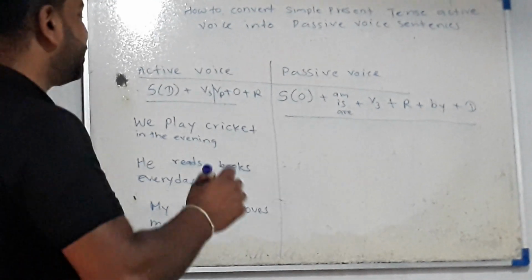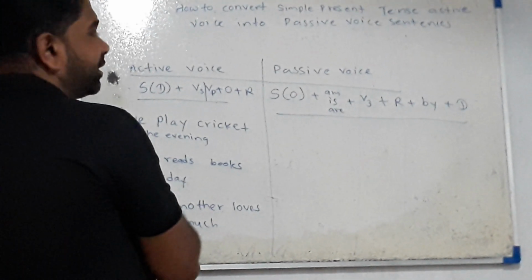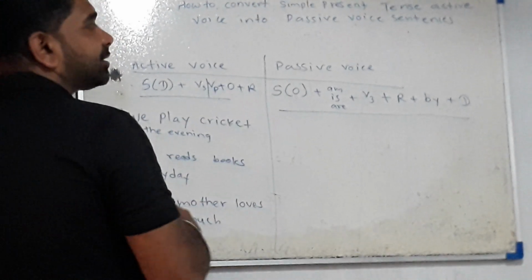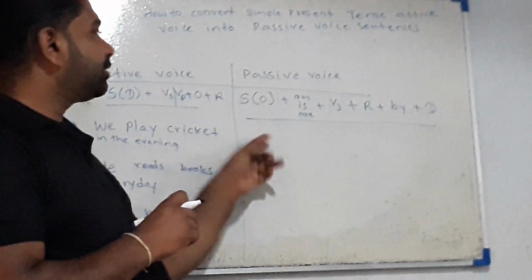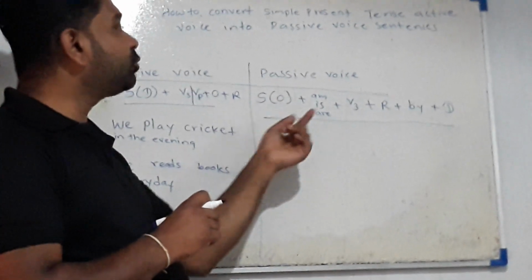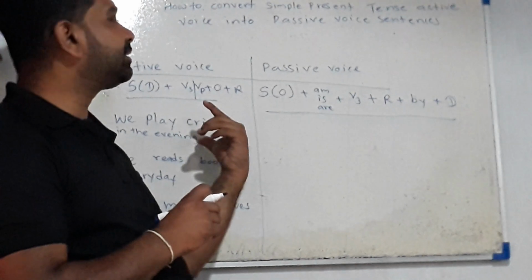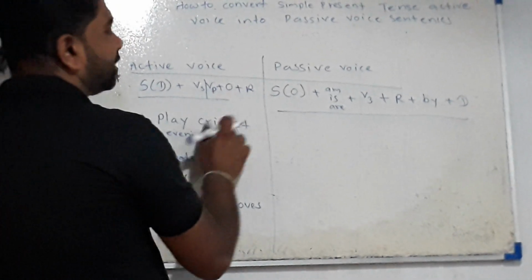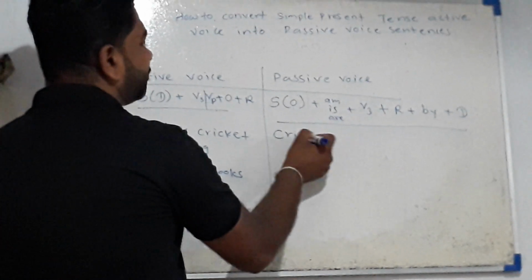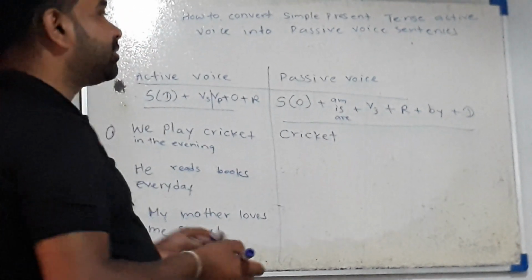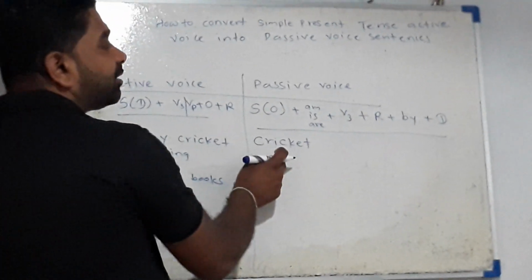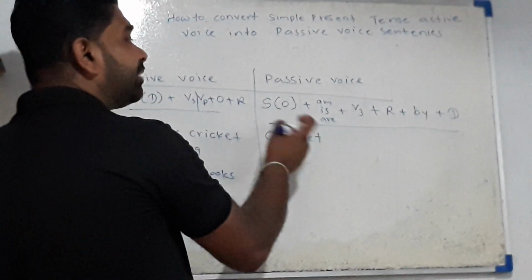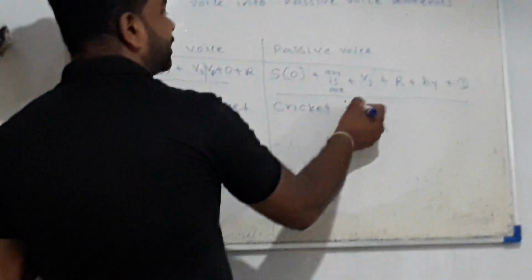So let's convert this first sentence into passive voice. In the passive voice sentence in simple present tense, for the subject position, you need to bring the object of the active voice sentence. So here the object is cricket. So you need to write cricket first. Then according to the sentence pattern, you need to select one verb here. Cricket is uncountable, so a singular verb, is, you need to use.